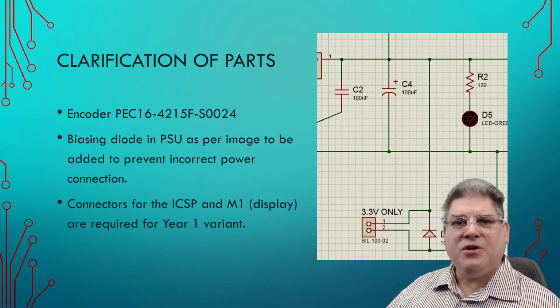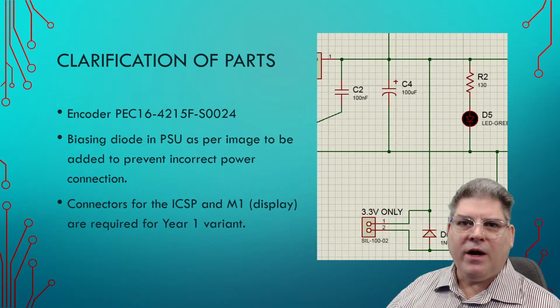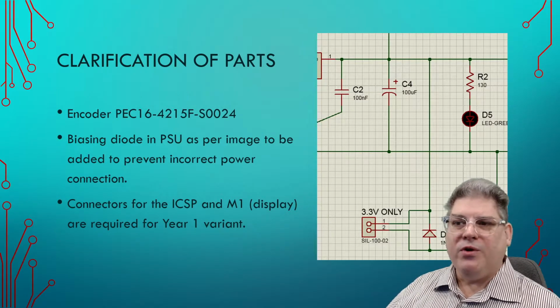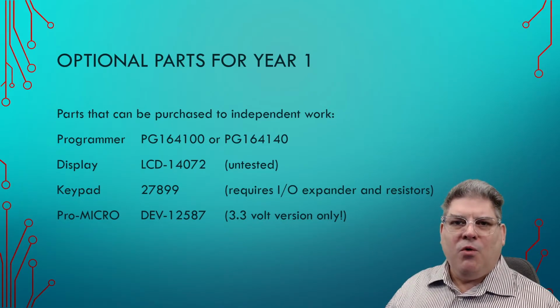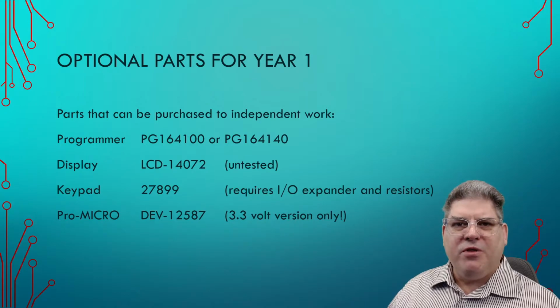I also want you to make sure that you include some connections for the in-circuit programmer and for the display. So what we're calling M1. Make sure that they are included for your year one variant. Some additional parts that you can order for your year one variant, depending on how ambitious you are and how much you think you're going to use this over the summer.